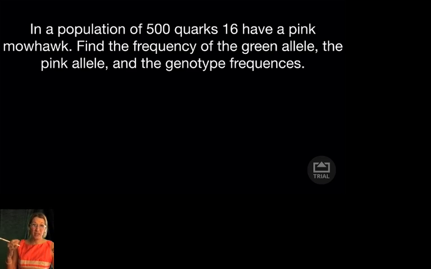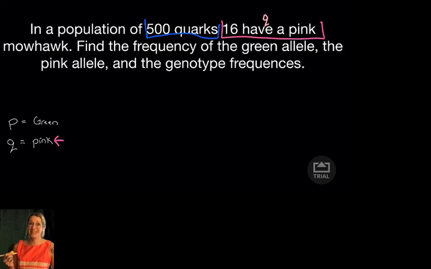From our problem, we're given a critical piece of information, and in pretty much any Hardy-Weinberg problem, you're going to be given this piece of information. We're told how many pink individuals we have. We're told about our recessive phenotype. You'll almost always be given that information because you have to have it to work the problem. So we know that we have 16 quarks with a pink mohawk. This is recessive. We know pink is recessive. If these individuals are demonstrating this recessive trait, then we know they have to be homozygous Q.